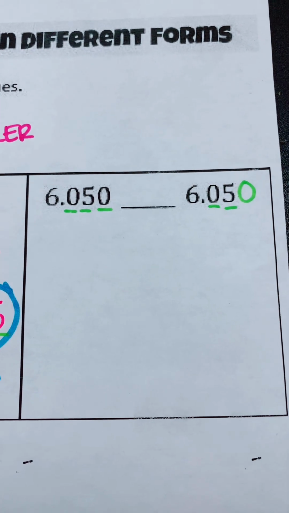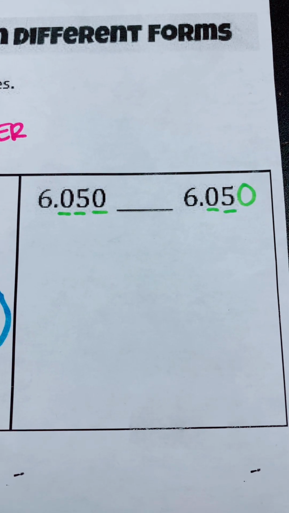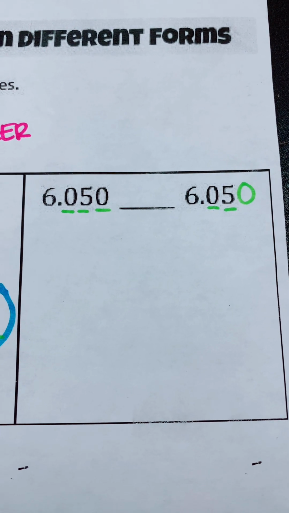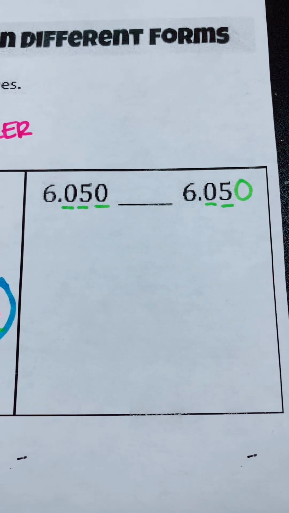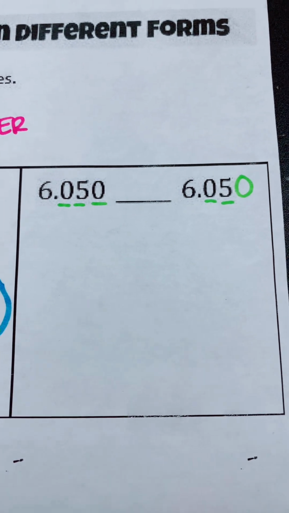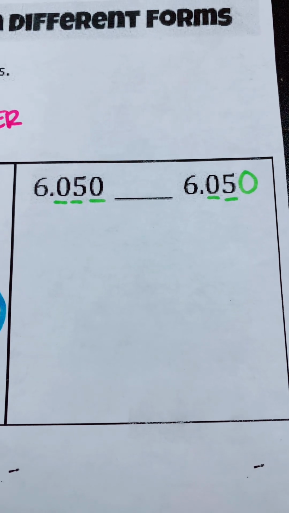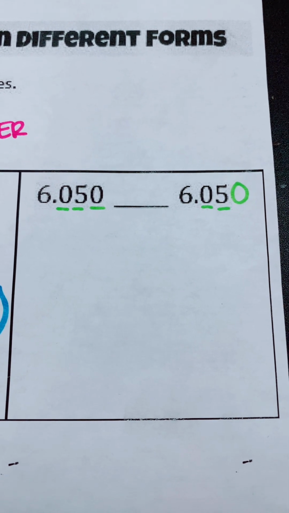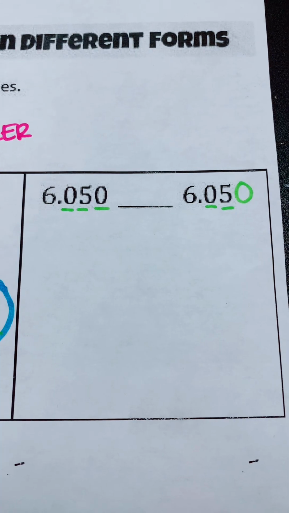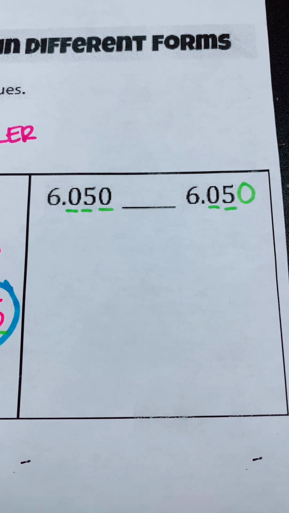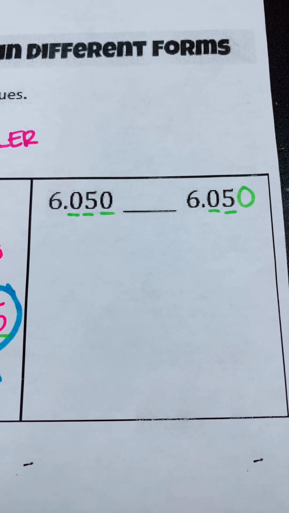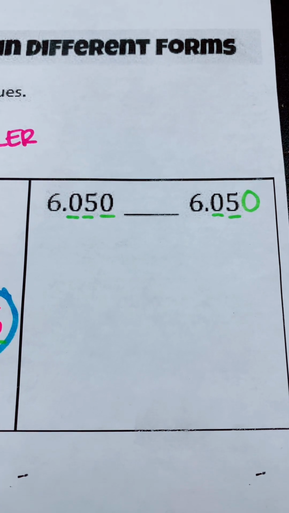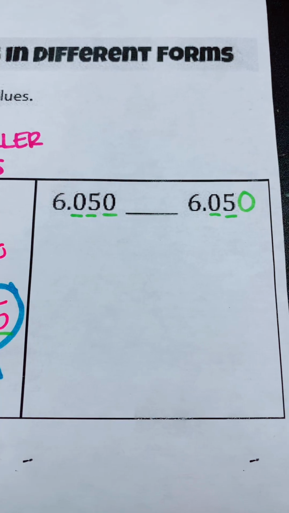Both of these numbers are decimals, so I took a look at what I was given, and I had 6.050, and then I had 6.05. Before I can compare, I need to make them fair to compare. So I had 3 digits after the first number and only 2 digits after the second number, or after the decimal in each of these numbers. So I had to add a 0 after the decimal in my second number to make it fair to compare.